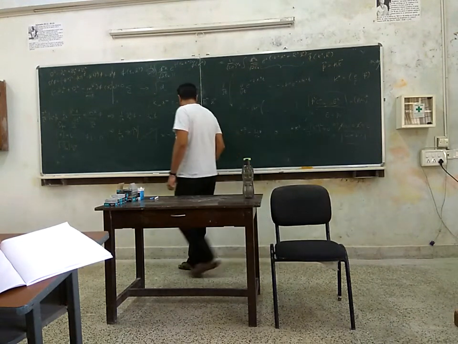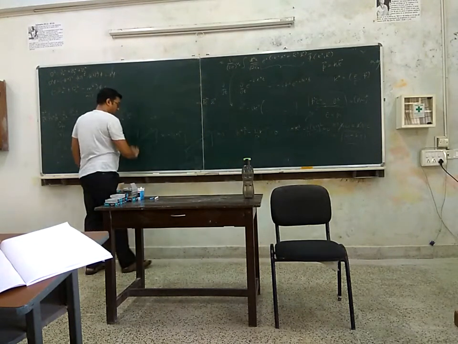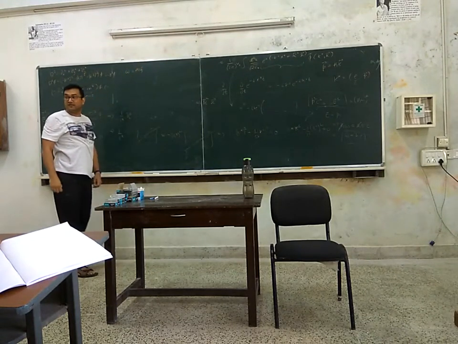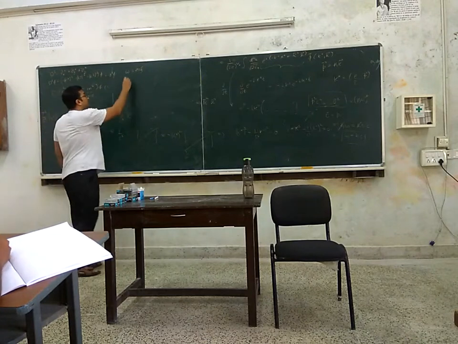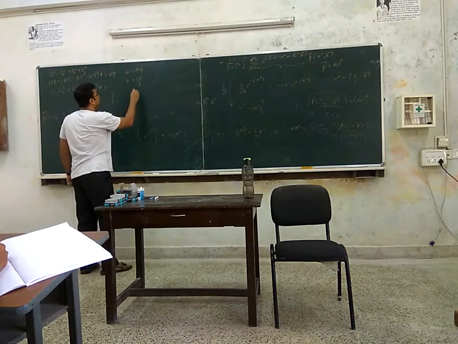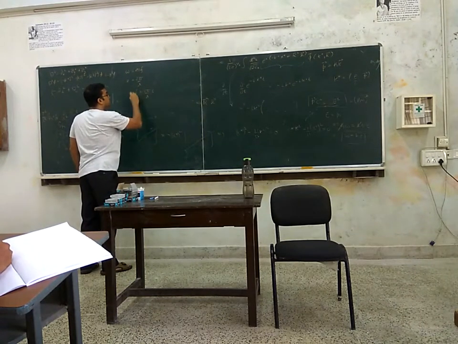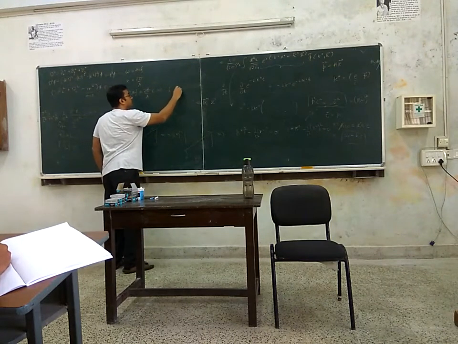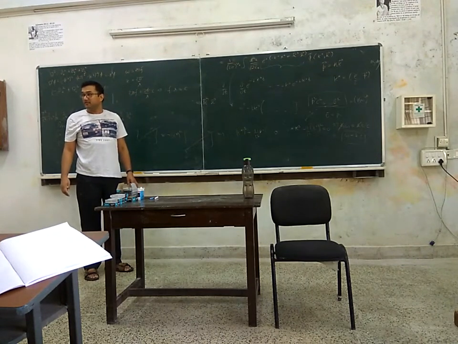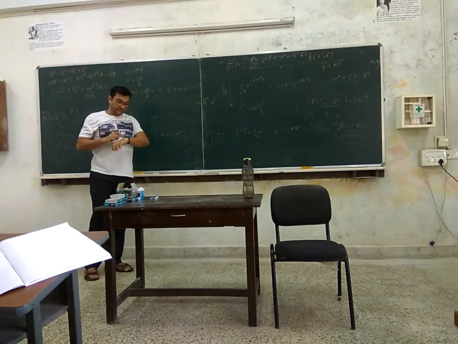Omega is equal to 2 pi f. K is equal to 2 pi by lambda. So this tells me 2 pi f is equal to 2 pi by lambda times c. This tells me f times lambda is equal to c. This is what we expect now. Velocity of the wave is equal to the wavelength times the frequency.